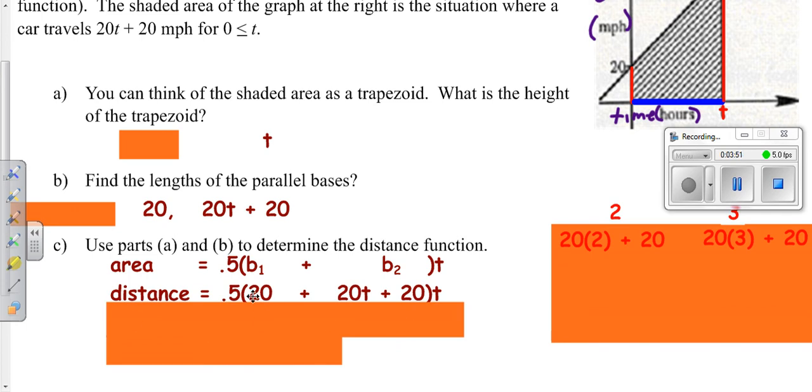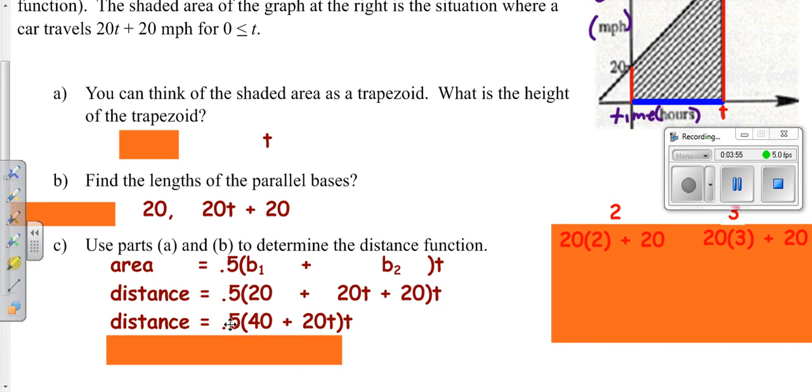So we can go ahead and do some simplifying here. Then we could take half of all this, and we could also distribute through the t. So our distance is 20t plus 10t squared.